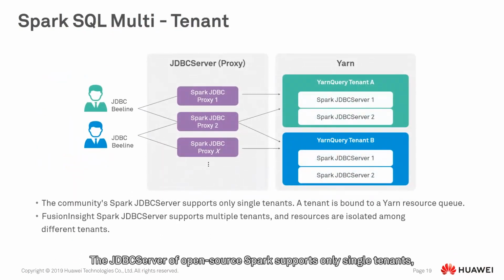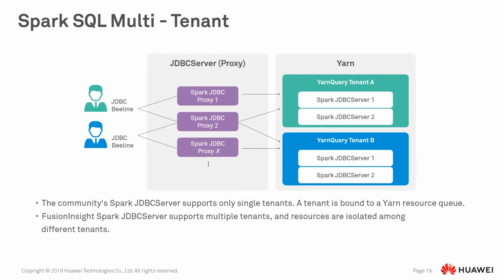The JDBC server of open source Spark supports only single tenant. A tenant is bound to a Yarn resource queue. But in FusionInsight Spark, JDBC server supports the multi-tenant feature.